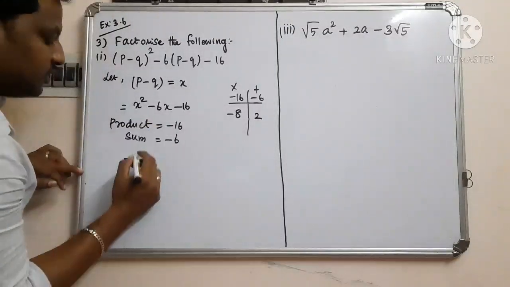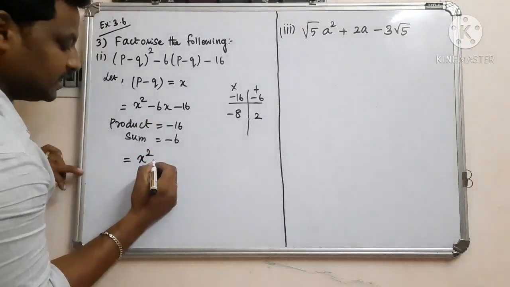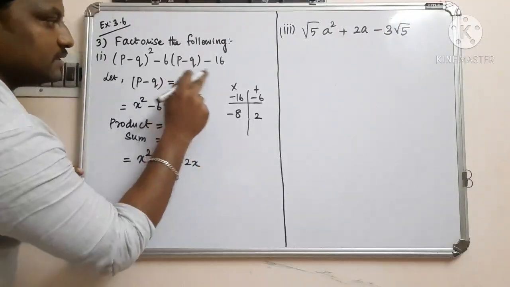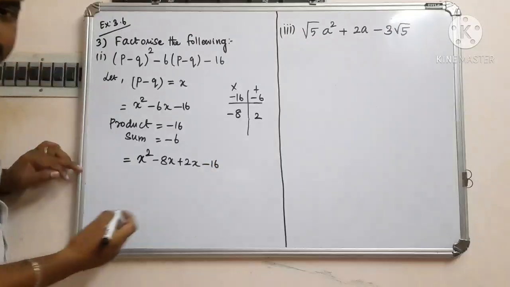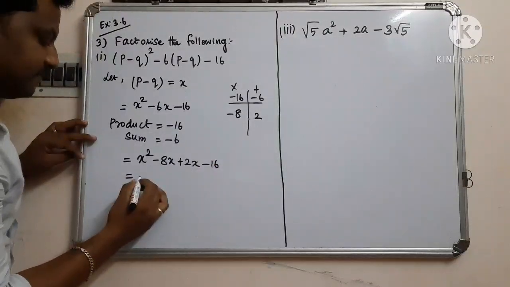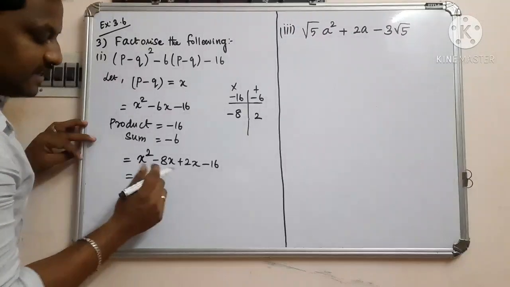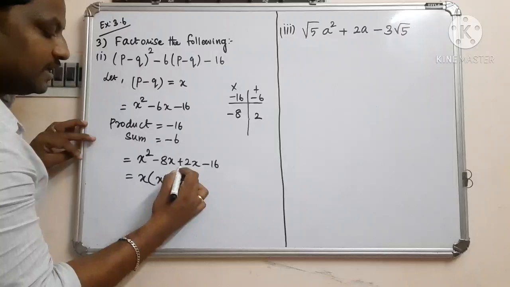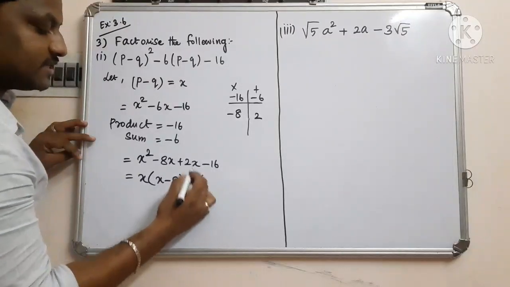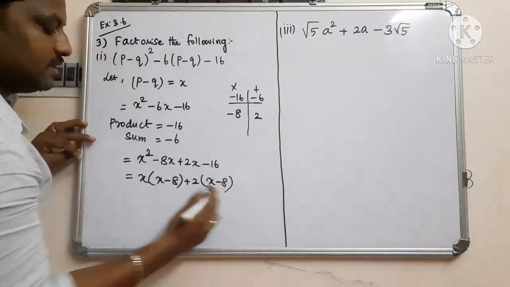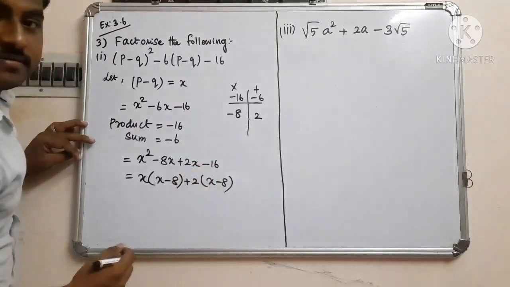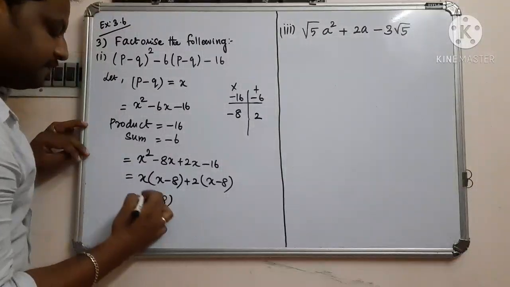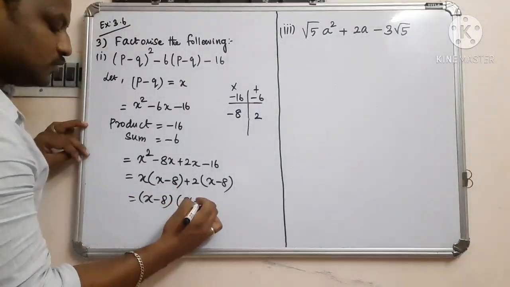So we can write this polynomial as x square minus 8x plus 2x minus 16. Now we can take x from these two terms. We can take x as common, x minus 8. Here plus 2 is taken as common. So x minus 8. 2 into x, 2x, 2 into minus 8, minus 16. Now x minus 8 is a common term. So x minus 8, the remaining term is x plus 2.